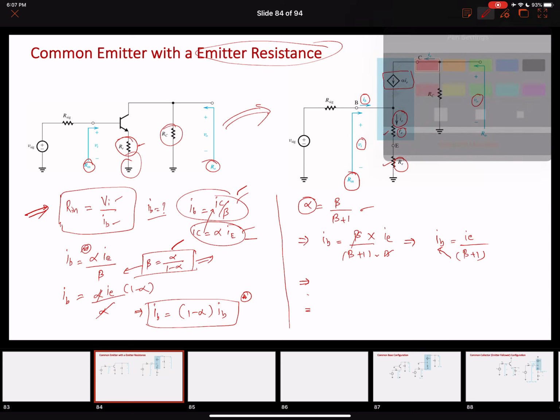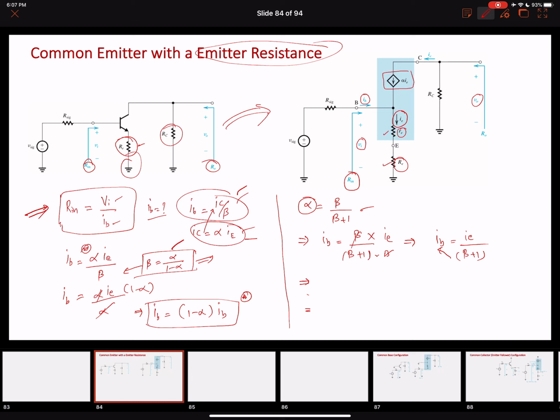All right, beta plus 1 into beta, so this will be cancelled out. Our new value of IE now will be equal to IB into 1 plus beta. Now we can also see our emitter current equals VI over small re plus capital RE. Again, this is coming from this branch. And now we can put this value of the emitter current over here to find out the new value of base current.